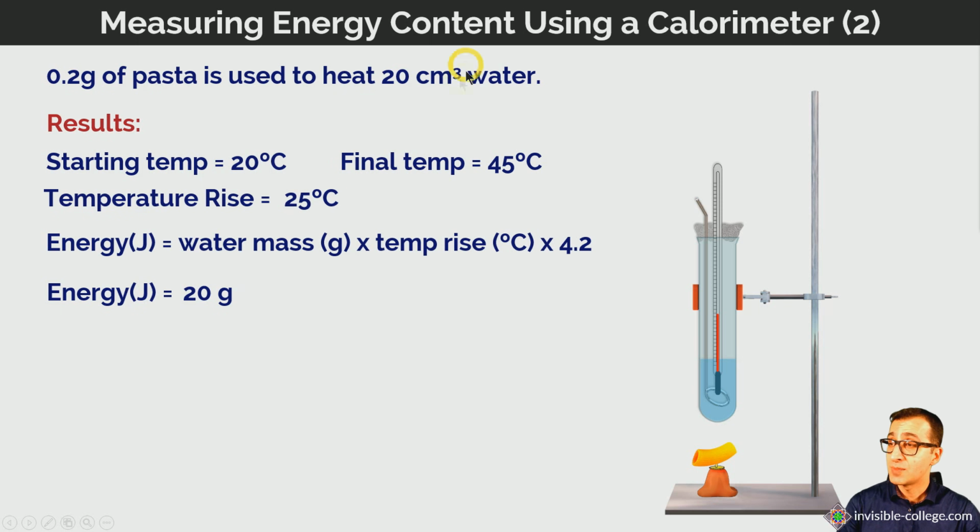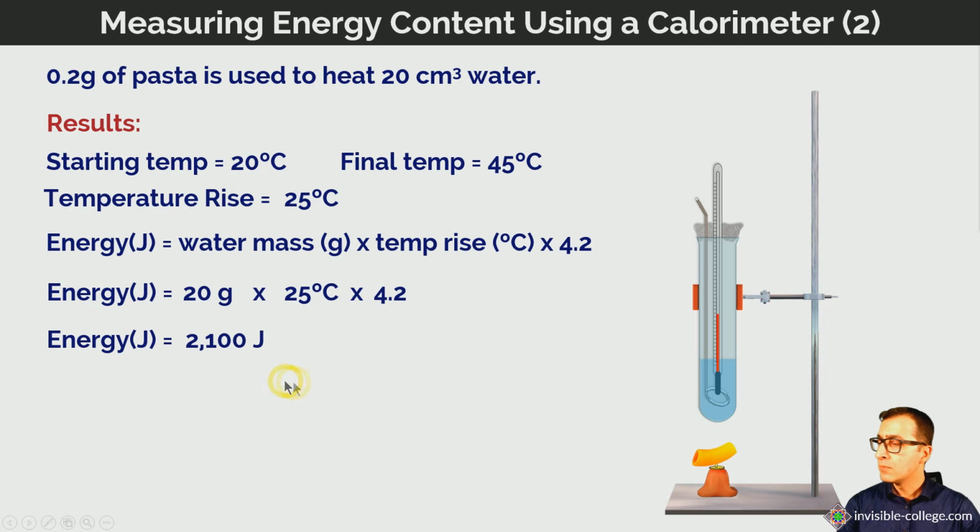So if we have 20 centimeters cubed of water, we have a mass of water of 20 grams. The temperature rise, we multiply that by, is 25 degrees centigrade. We then multiply that by the specific heat capacity of water, which is 4.2 joules per gram per degree centigrade. And this gives us an energy change of 2,100 joules. So this tells us that 2.1 kilojoules of heat energy was absorbed by the water in order to cause that 25 degrees centigrade rise in temperature.